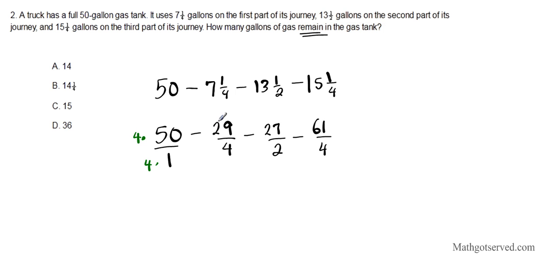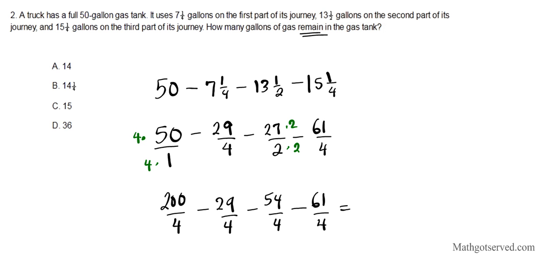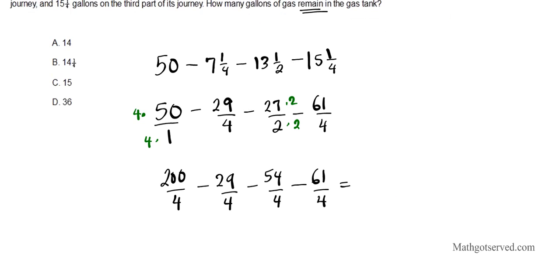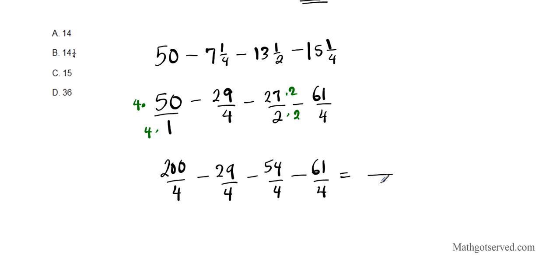This is already 4, so leave it alone. This needs to be 4. So what do I multiply this by to get 4? I multiply by 2 top and bottom. This is already 4, so leave it alone. Okay? So we're going to have 200 over 4 minus 29 over 4 minus 54 over 4 minus 61 over 4. Okay? So all you do is simply subtract the numerators and keep the common denominator 4.